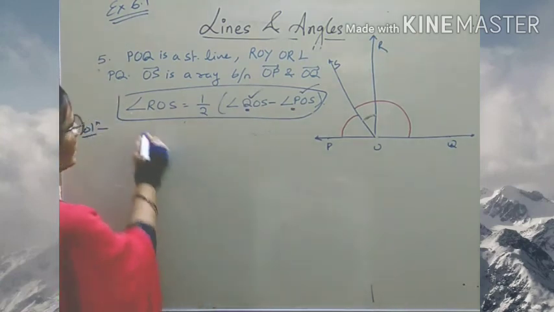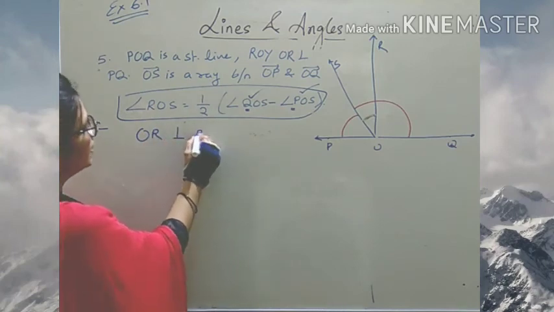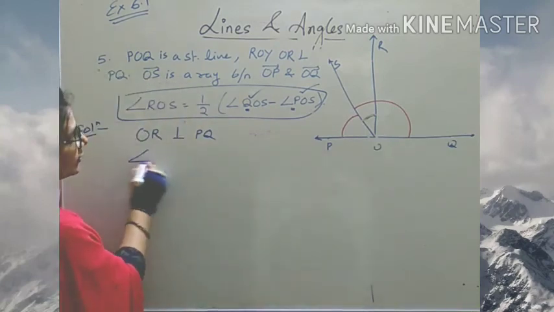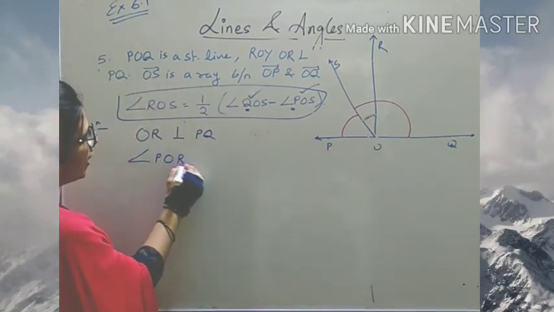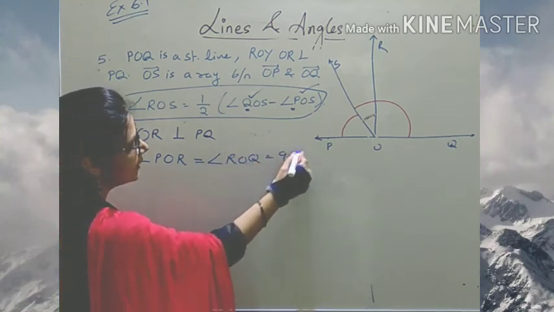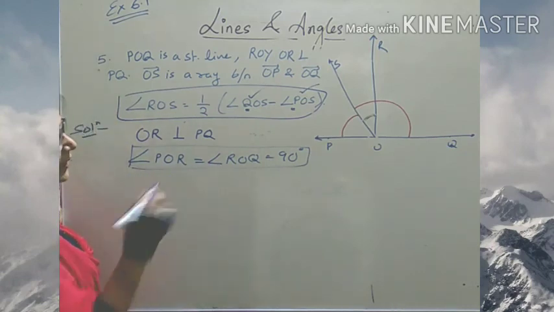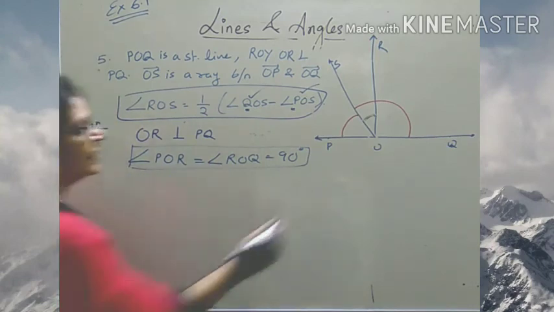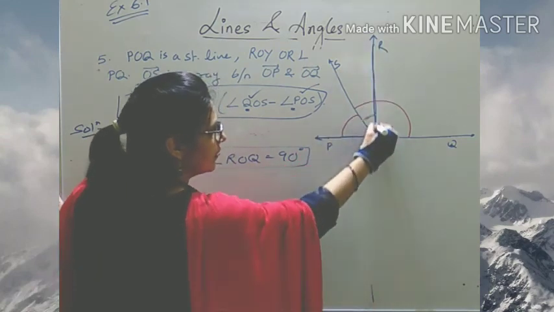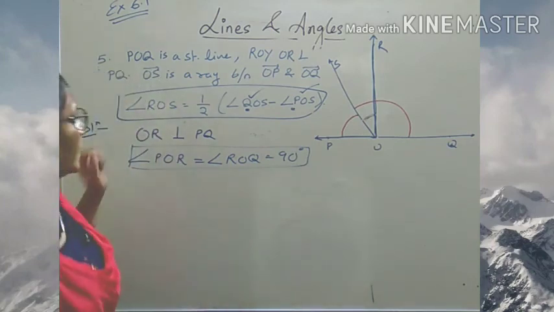It is given to us that OR is perpendicular to PQ. What is given? That OR is perpendicular to PQ. So, this means angle POR is equal to ROQ is equal to 90 degree. This is given to us क्योंकि वो perpendicular है, तो इससे दोनों एंगल कितने हो जाएंगे? 90 degree. Means this angle POR and ROQ is equal to 90 degree.